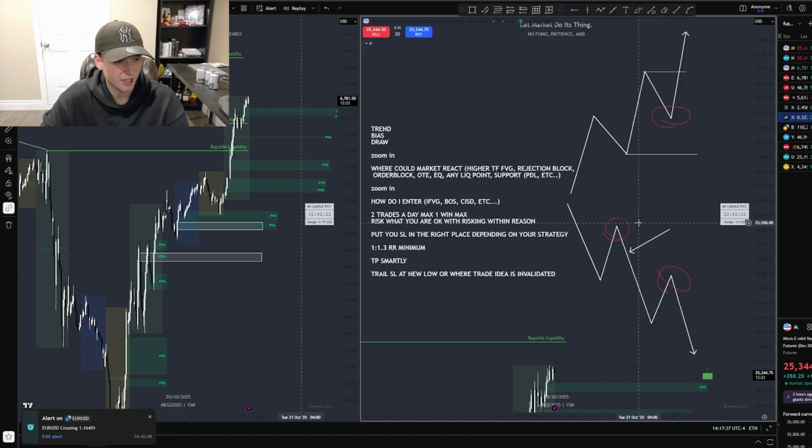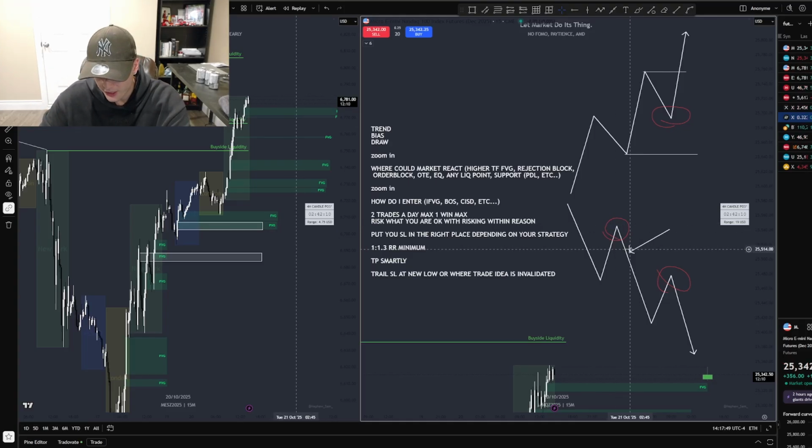Again, we're not trying to predict. We're trying to react to what the market's telling us. Every minute that you're trading, the market is feeding you new data. Every second, I should say, it's feeding you new data, and you need to analyze that data lightning fast. So again, we're probably going to end up entering here.